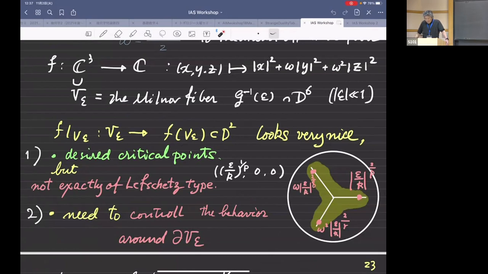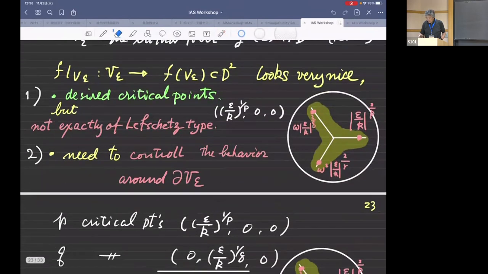If it works perfectly, then there's no problem. But there are two points to overcome. If you use this map, the critical points are really as desired, but not exactly of Lefschetz type. It is slightly different from a real Lefschetz type singularity. And also we have to control the boundary, but it is not so difficult. So the main problem is this one: the critical point is slightly different from Lefschetz type.